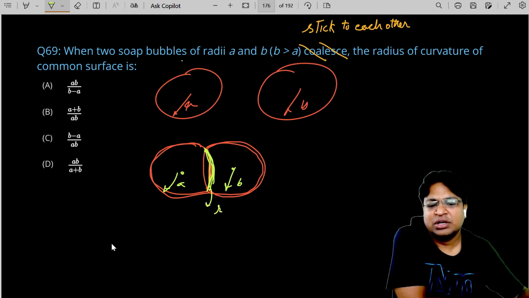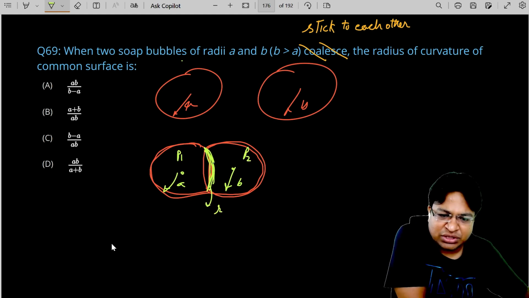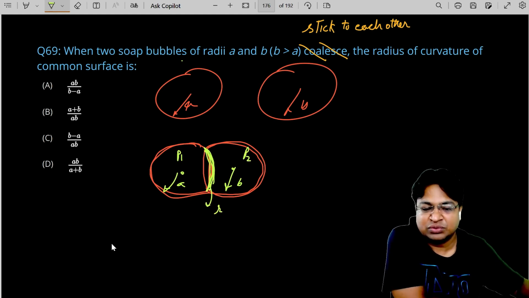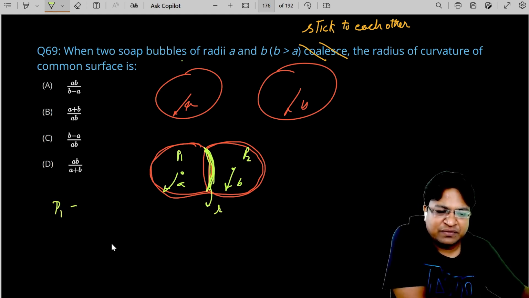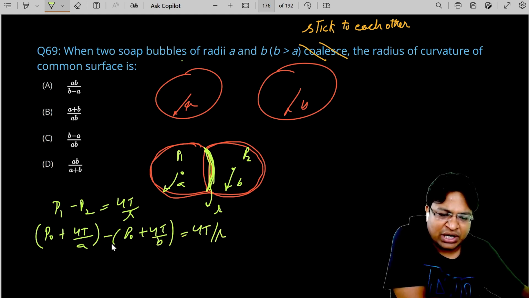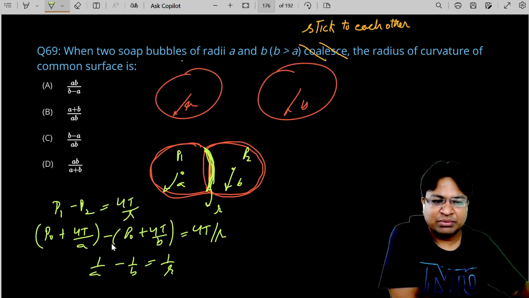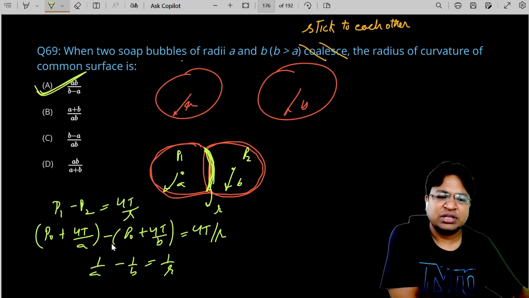How do we do this question? The pressure here, let me call it P1, and here P2. If I'm assuming the curvature to be like this, I'm assuming that P1 is more than P2. So the difference P1 minus P2 will be equal to 4T by small r, and P1 will be written as P0 plus 4T by A, and P2 will be written as P0 plus 4T by B, and that would be equal to 4T by R. So from here you can see that 1 upon A minus 1 upon B is equal to 1 upon R. When you solve that, you will get AB upon B minus A as the right answer. So option A would be the right answer.